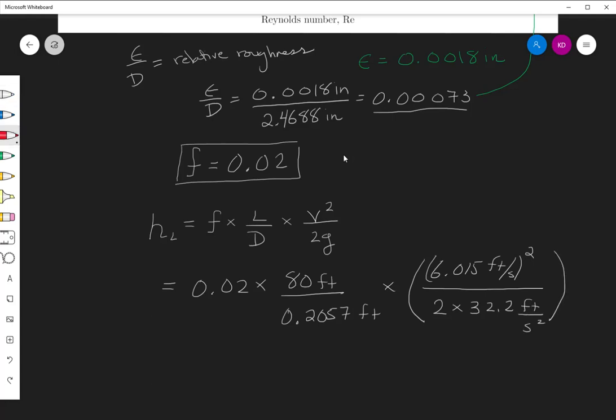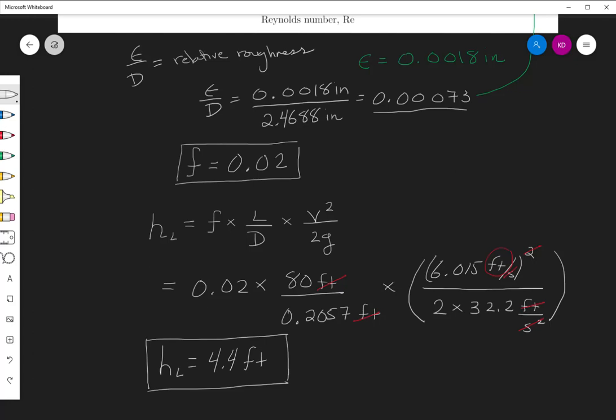Let's take a careful look at the units here. I see that feet cancels with feet. I see that 1 over second squared cancels with the 1 over second squared. And I see that feet in the denominator cancels with 1 power of feet in the numerator. So in the end, all of this boils down to dimensions of feet. And when I work this out, I get H sub L equals 4.4 feet. And that's our answer for the energy loss due to friction.